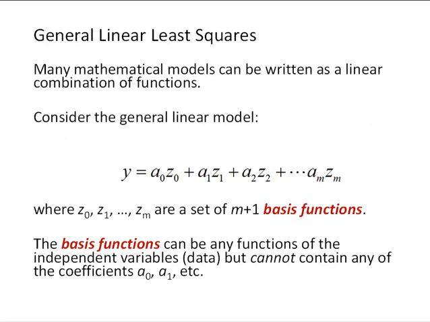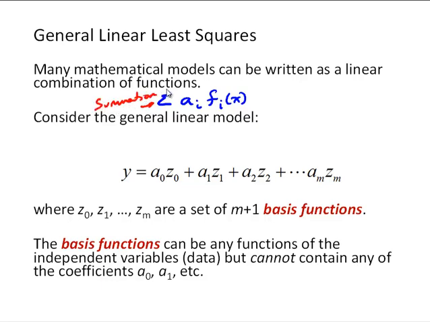So here's the basic idea with general linear least squares. Many mathematical models can be written as a linear combination of functions. So recall that a linear combination just means it's some summation of some constant a sub i times some function f sub i of x. Again, that's a summation sign of functions.